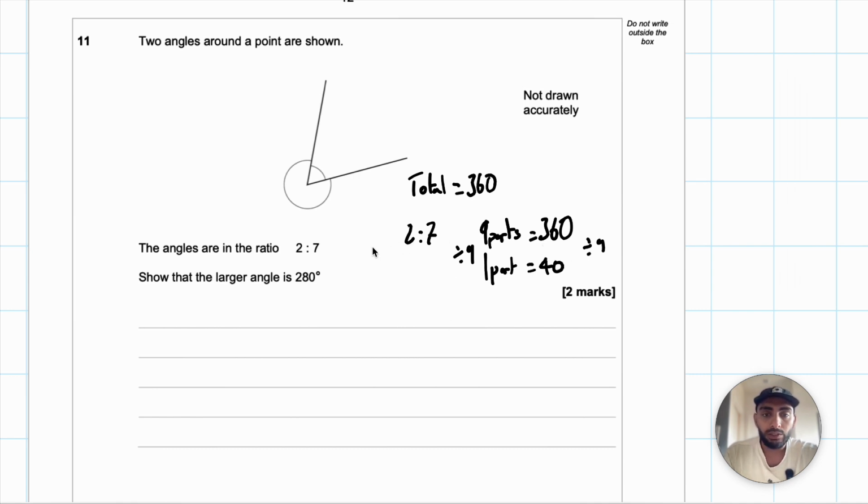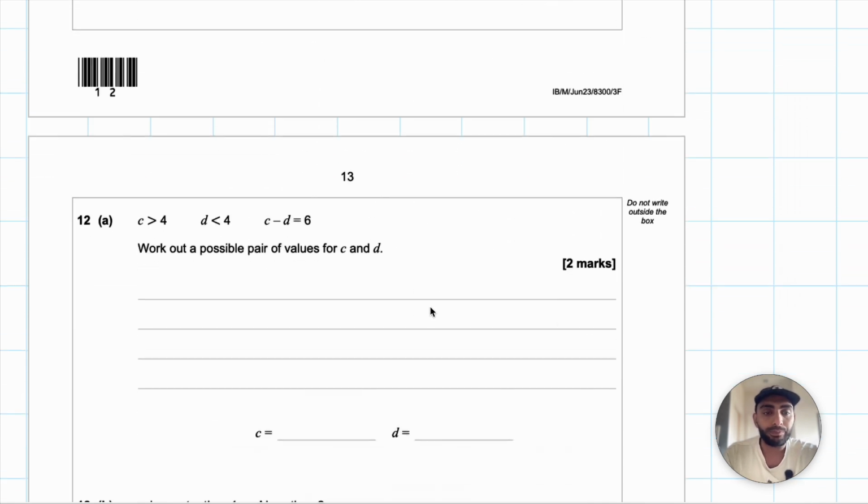We're timesing both of these by 40. 2 times by 40 is 80. 7 times by 40 is 280. And we've proven that the larger angle is 280 degrees.